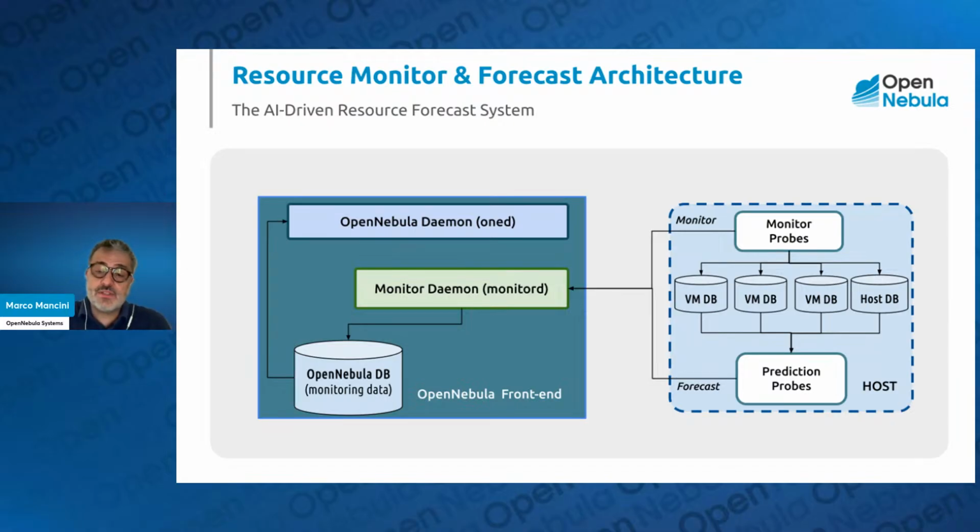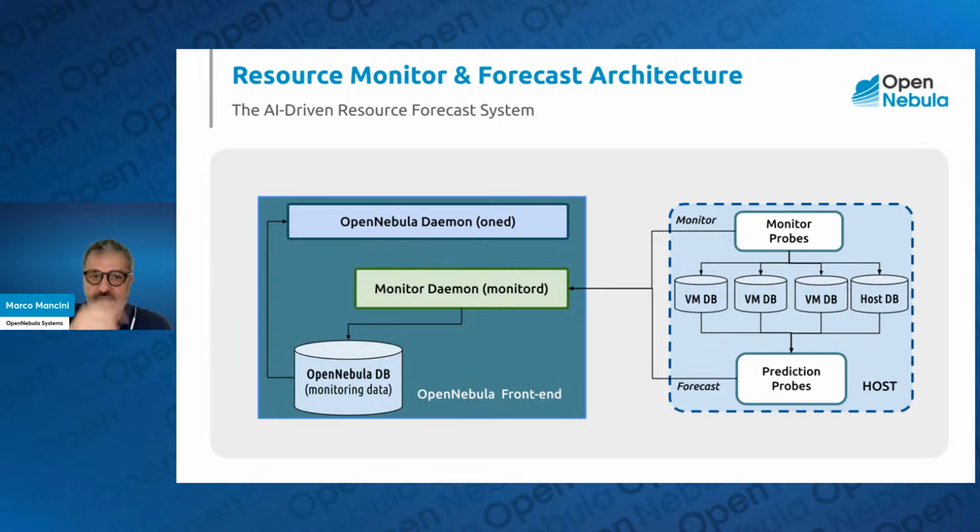So these probes read from this local DB and produce the forecast, and all this information about monitoring and forecast will be sent to the monitoring daemon in the front end, and this will then be written in the OpenNebula database. So we have both monitoring data and forecasting data in the front end. This can then be used by oned and by the scheduler manager to provide also information about the resource usage forecast to the DRS.